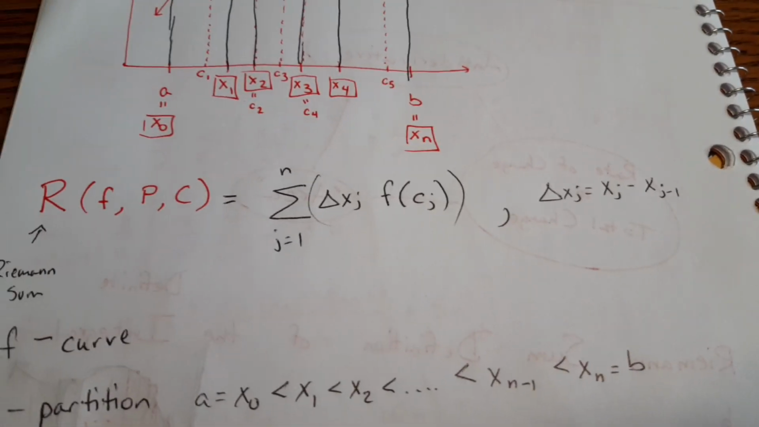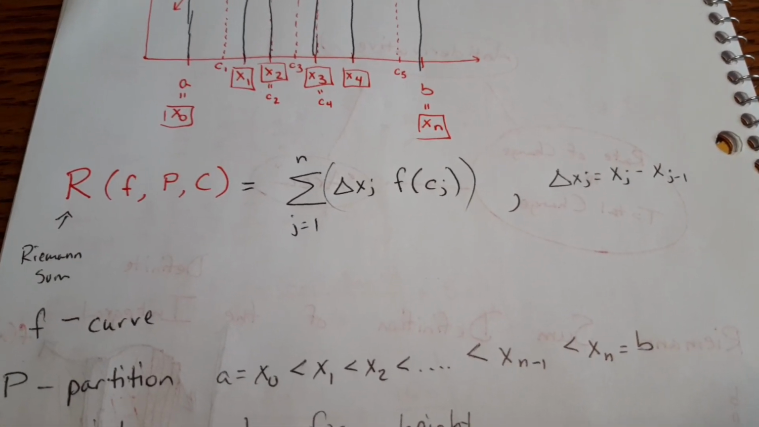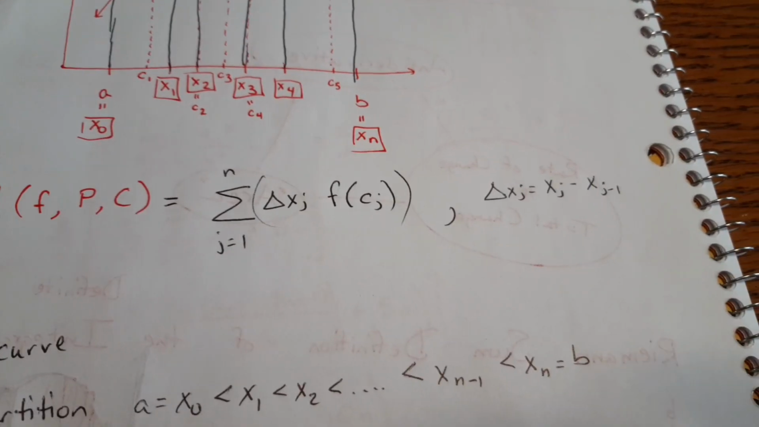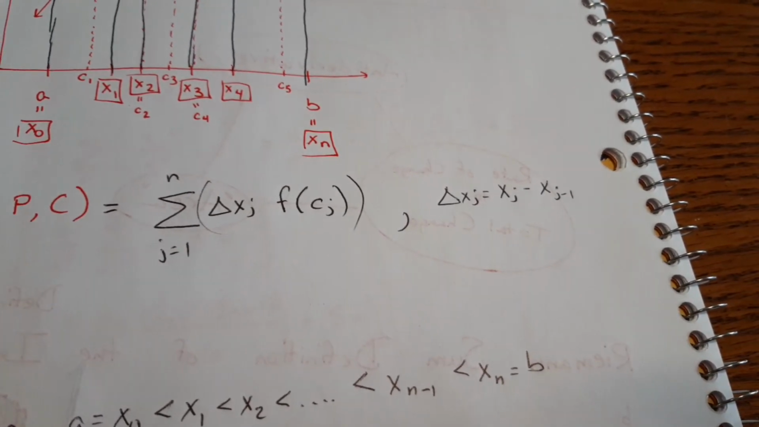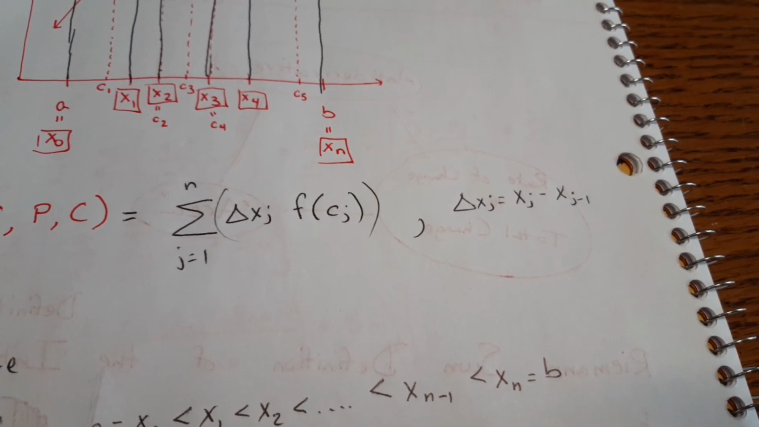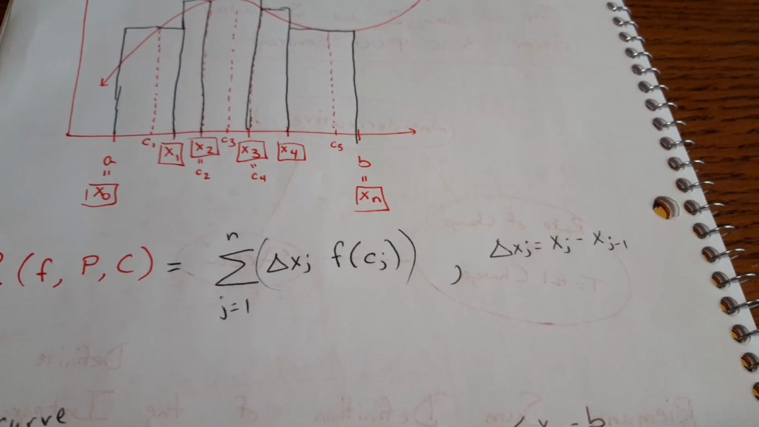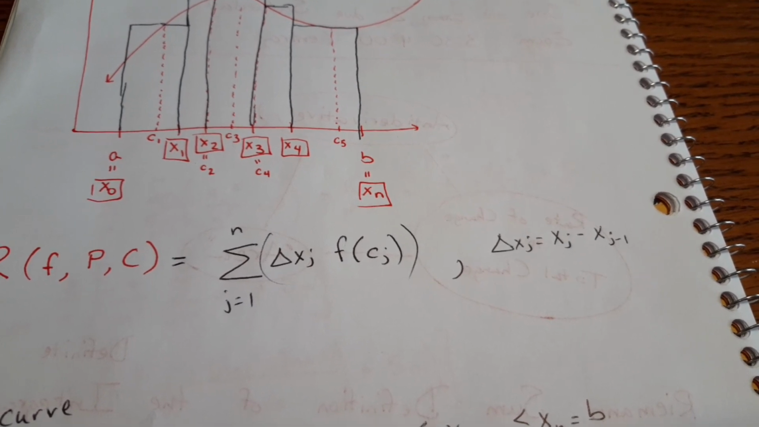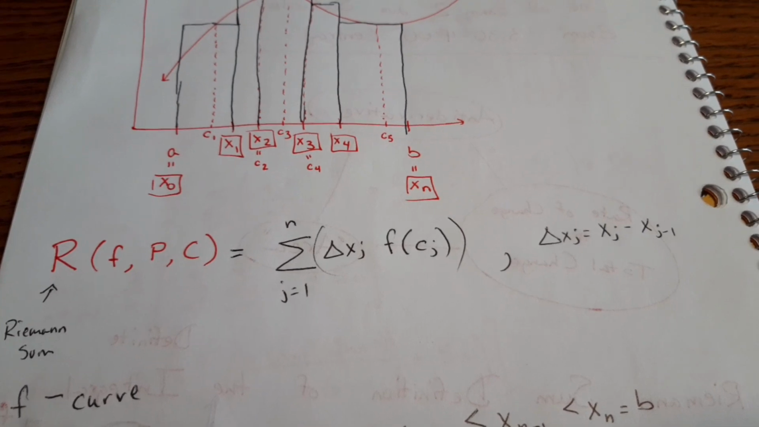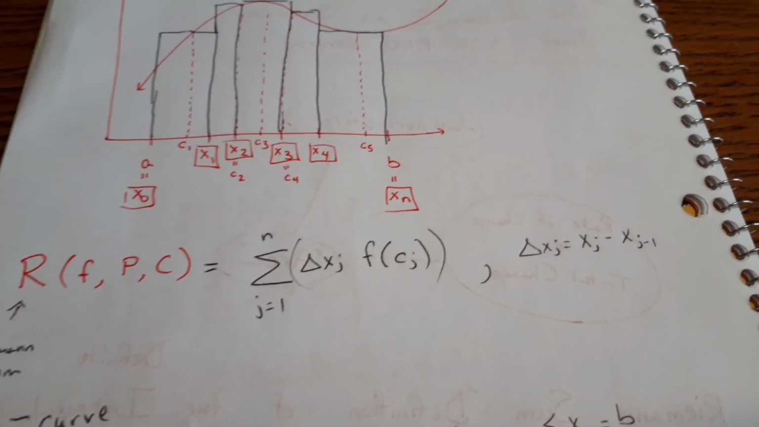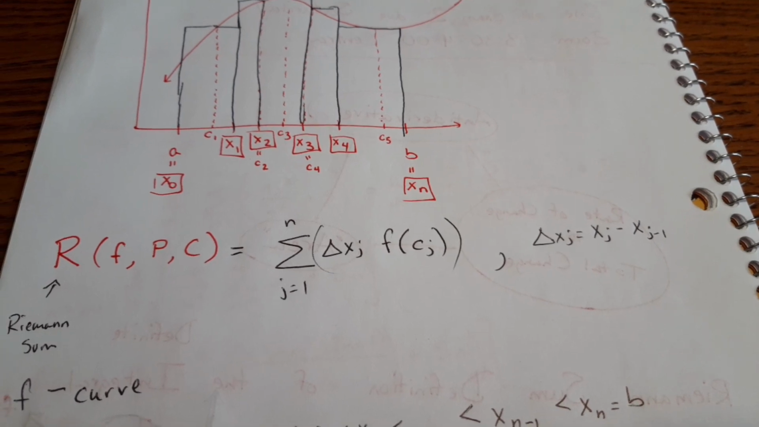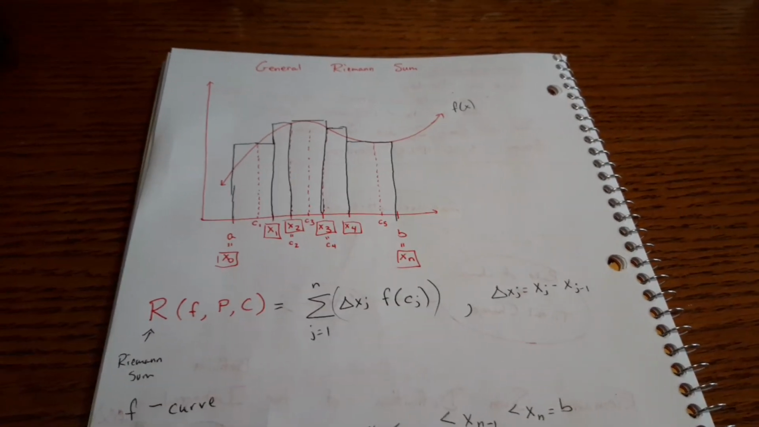So it's your Riemann sum of your n rectangles, where you have your width, delta xj, which is just your xj minus xj minus 1. So if you're looking at the width of your second rectangle, it's going to be x2 minus x1 to get delta x2. So you get the width times your height, which is your f of Cj, where Cj is just the point within your rectangle you're plugging in to get the height. So that is just a general Riemann sum.